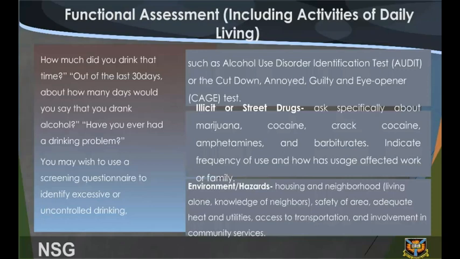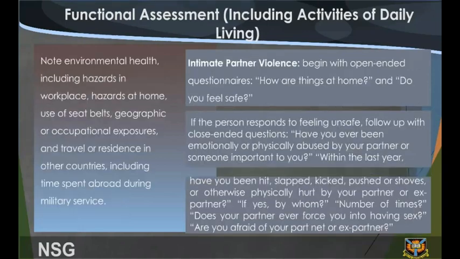Environmental hazards. Housing and neighborhood. Living alone. Knowledge of neighbors. Safety of area. Adequate heat and utilities. Access to transportation and involvement in community services. Note environmental health, including hazards in workplace, hazards at home, use of seat belt, geographic or occupational exposures, and travel or residence in other countries, including time spent abroad during military service.